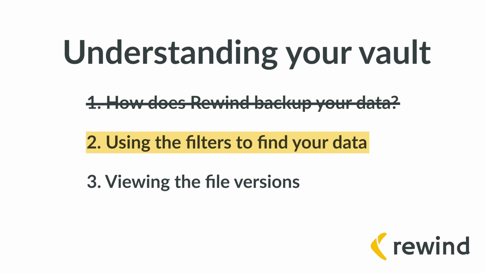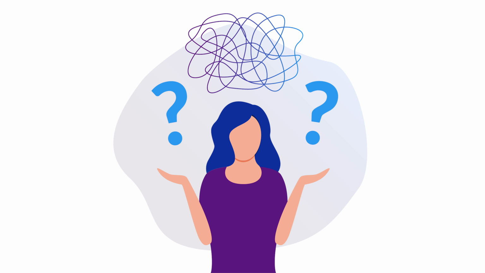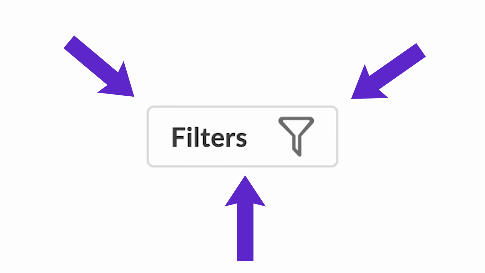Next, let's dive into using the filters to find your data. At first glance, the vault can appear like a big jumble of information. So, to make matters easier, we've created a filter to help you narrow down your search. Here's how to use it. If you need to restore something, finding what you lost is the first step to getting it back.